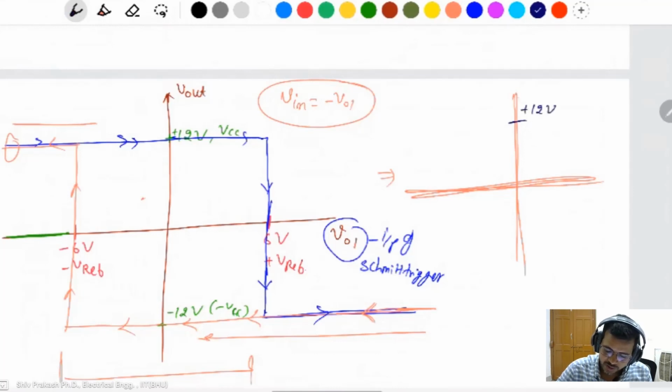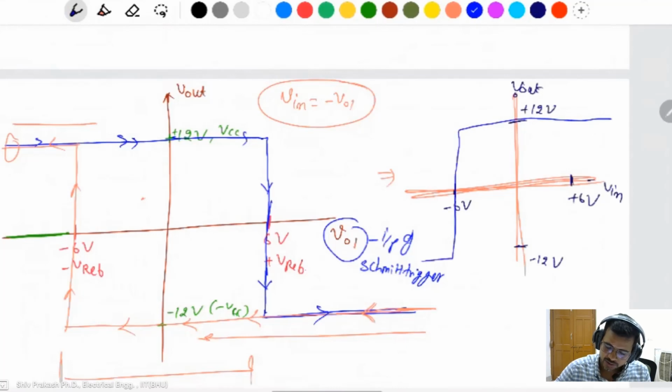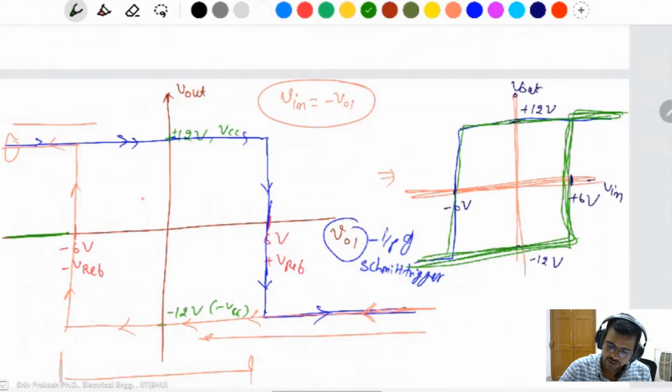So plus 12 volt is the output. This was V in, minus 12 volt. This was minus 6 volt, plus 6 volt. Then the graph will be like that, because in our question this is the difference. V in is the negative of V not 1. Then this graph is correct. This one graph is correct.